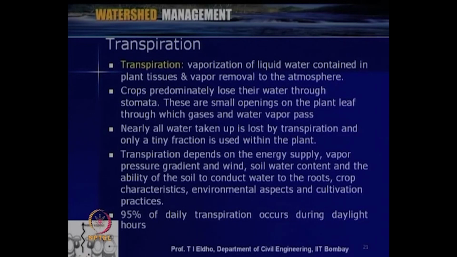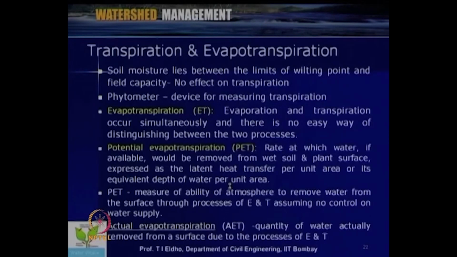The plant takes a lot of water through its roots, photosynthesis takes place, and so much water vapor is lost as transpiration through the stomata. Transpiration depends on the energy supply, vapor pressure gradient and wind, soil water content, the ability of the soil to conduct water to the roots, crop characteristics, environmental aspects and cultivation practices. Most of this transpiration takes place during the daytime. 95% of daily transpiration occurs during the daylight hours.